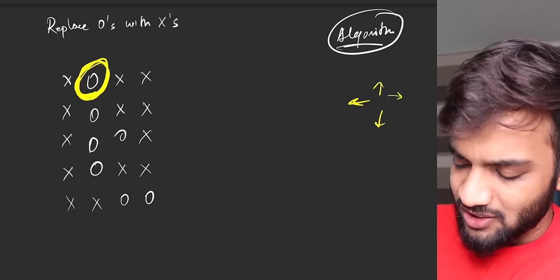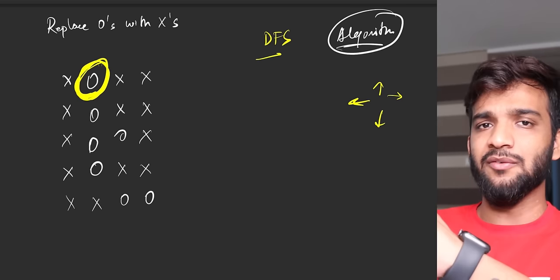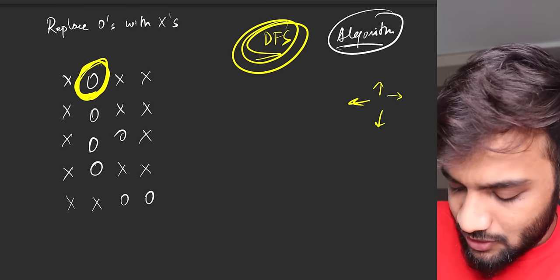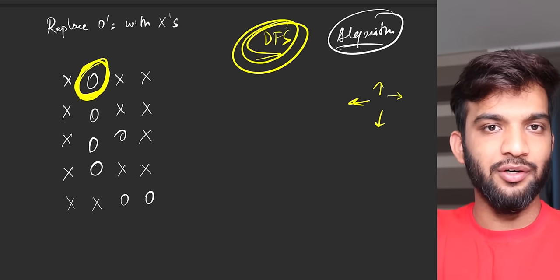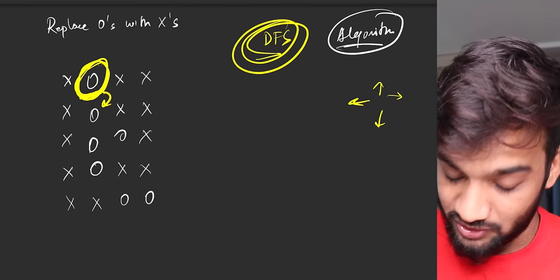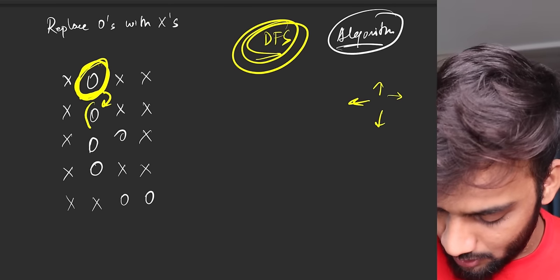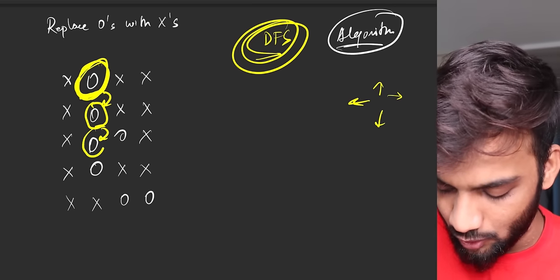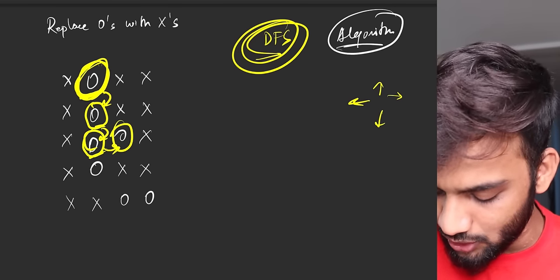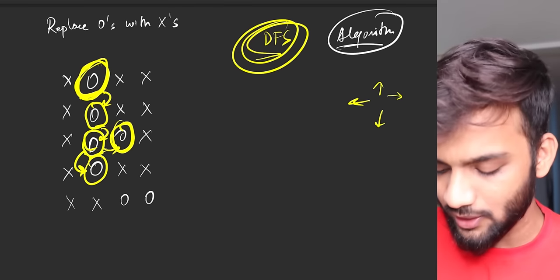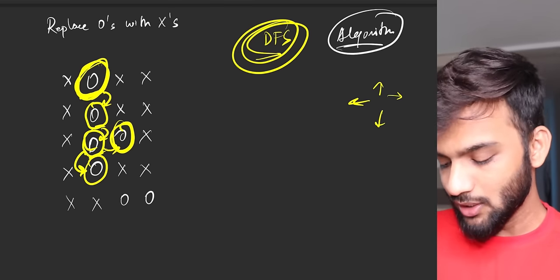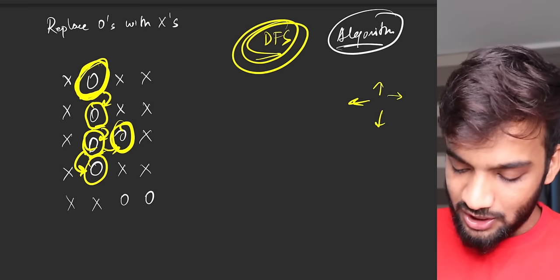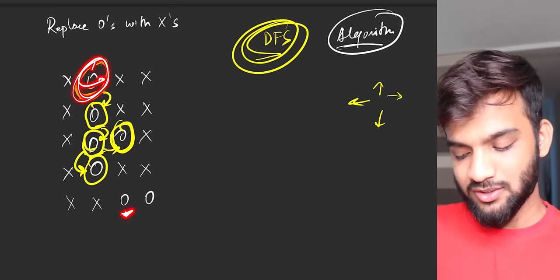So probably if I just apply some DFS, you can apply BFS as well. If I apply DFS, this is a no. I know this cannot be converted. Then I go to this. This is connected. This also cannot be. This is connected to this. This also cannot be. This is connected to this. This also cannot be. This is connected to this. This also cannot be. So none of them can be converted. Remember this. And done. Because this boundary zero is no more connected to this, because this is diagonal.